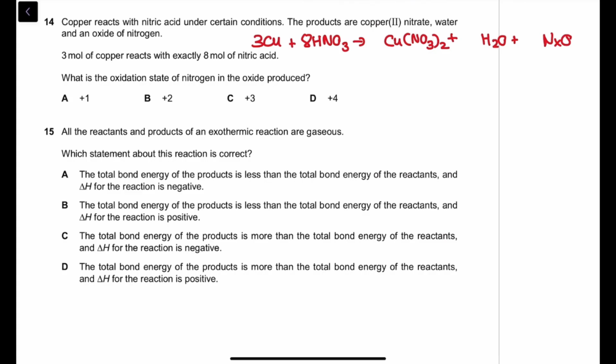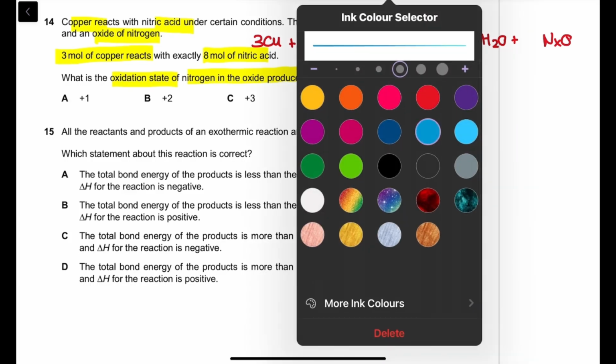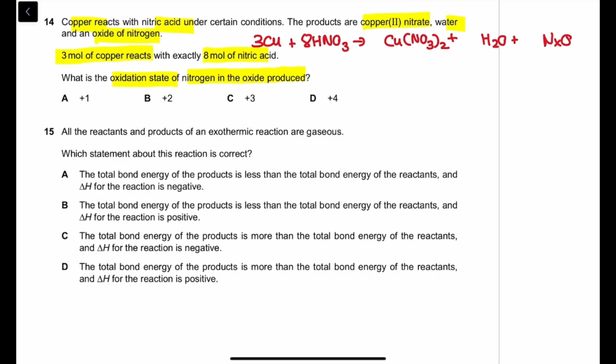Question number 14. Copper reacts with nitric acid. Under certain conditions, the products are copper nitrate, water, and an oxide of nitrogen. 3 moles of copper react exactly with 8 moles of nitric acid. What is the oxidation state of nitrogen in the oxide produced? So what I've done is I've basically just written out the equation with all the information they've provided. And now I'm going to try and figure out the rest. So 3 moles of copper react with 8 moles of nitric acid.